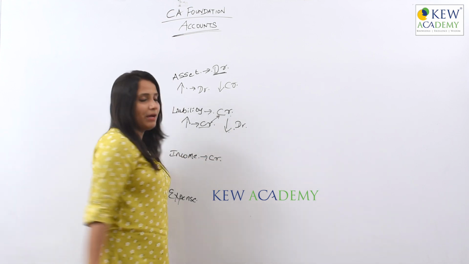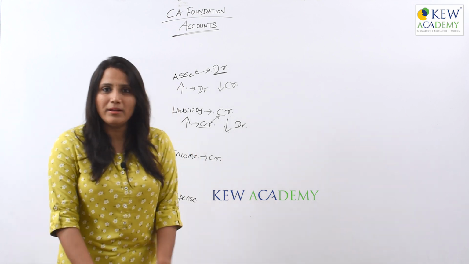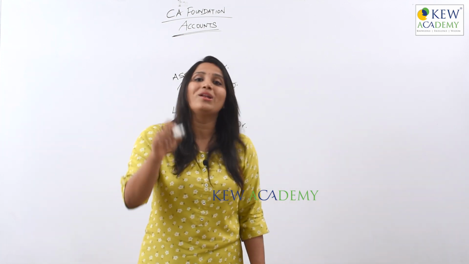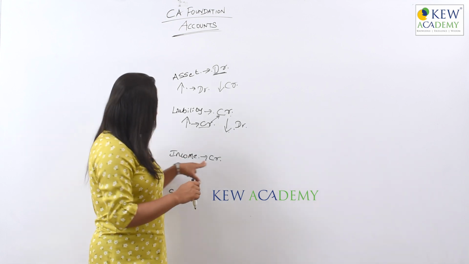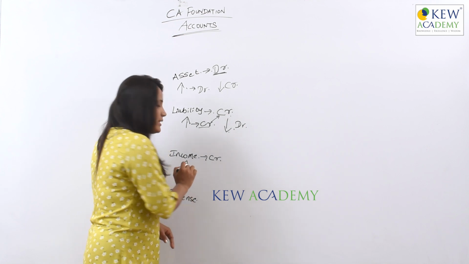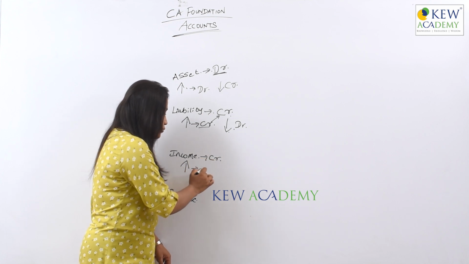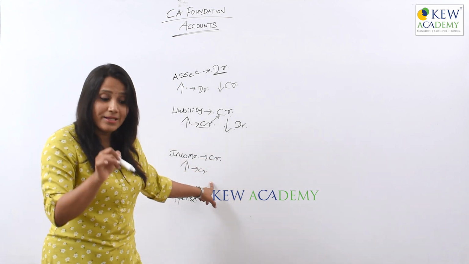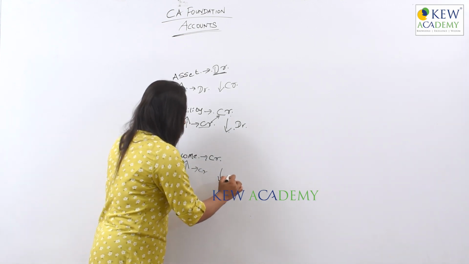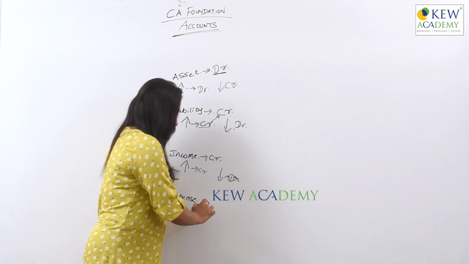Next one, income. Income will be having which balance? Credit balance. How? You already learned, right? Nominal account golden rule: debit all expenses, credit all income. So credit all income means income will be having a credit balance. To increase the income, we have to do the same as original balance, that is credit it. To decrease, we have to debit it. Reverse.